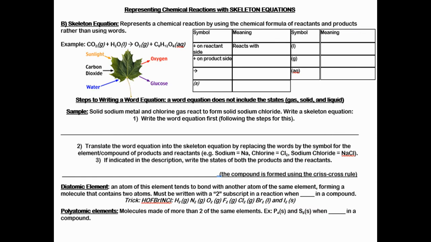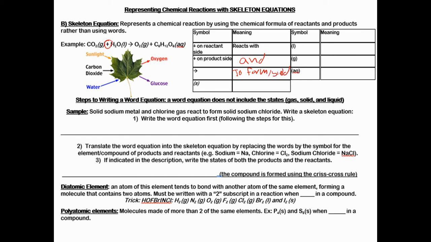So here we have an example of a skeleton equation. Rather than represent the reactants and products as words, we use their symbols and formulas. A lot of the stuff is very similar. The plus on the reactant side means to react with. So CO2 reacts with water, and then the arrow still means to produce oxygen and glucose. On the product side, the plus means and, because that's something produced. The arrow means to produce or to form or yield.